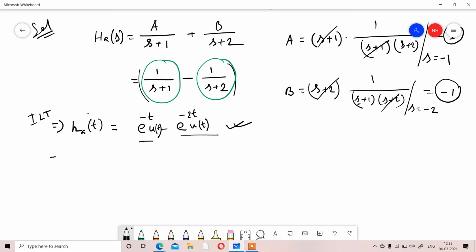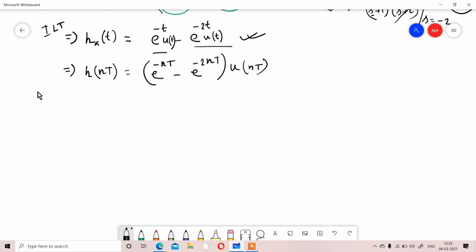So obviously, discretized, make it discretized means make it sample. h(nT) will be e to the power minus nT minus e to the power minus 2nT, times u(nT). So that will be your sample domain. Now what we need to do is apply the Z transform over that.